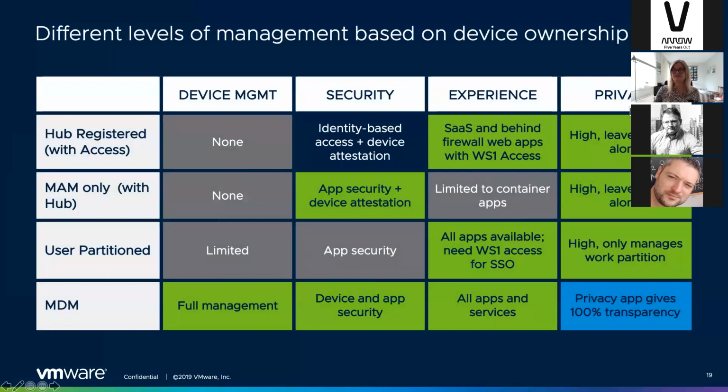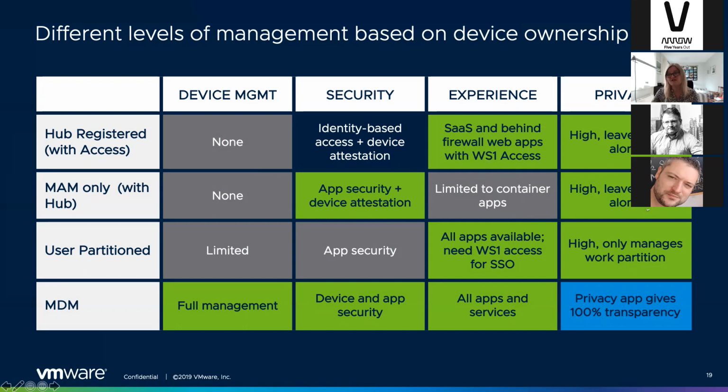And in some businesses, privacy is really, really important. So people will only register their device. That heightens the security, because you can have identity-based access and device attestation, meaning that you know who the user is and what the device is, and you know that the device is not jailbroken or in other ways harmful. That means you can give people access to stuff like software as a service and behind-firewall web apps with Workspace ONE Access. And if you look further down, MAM only gives you application security.